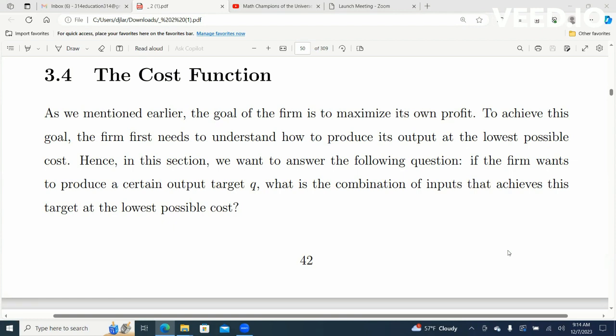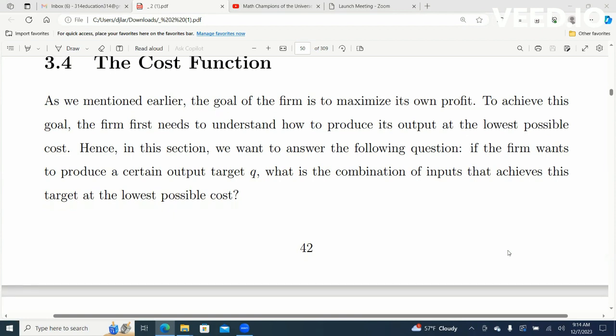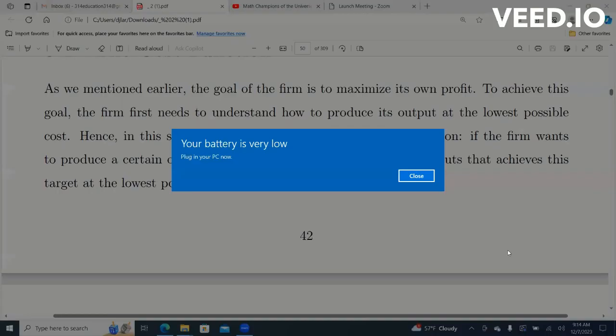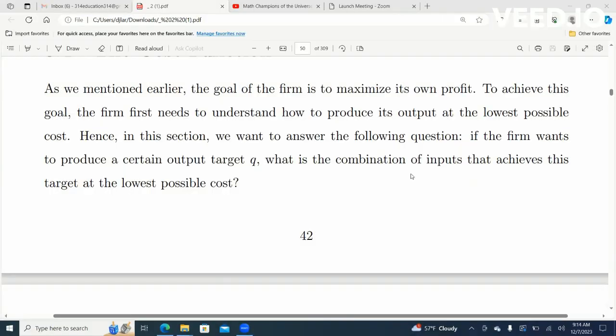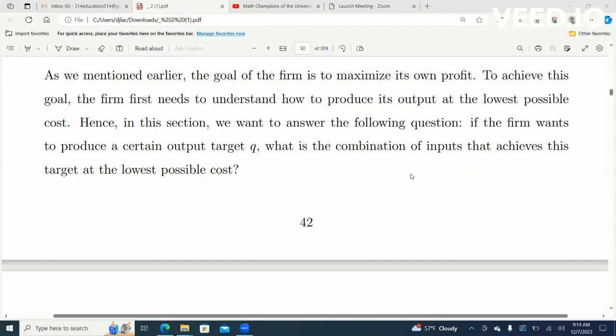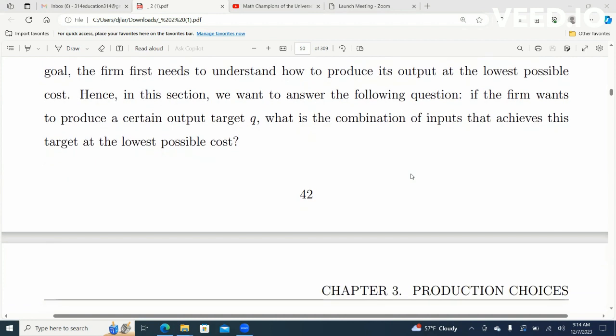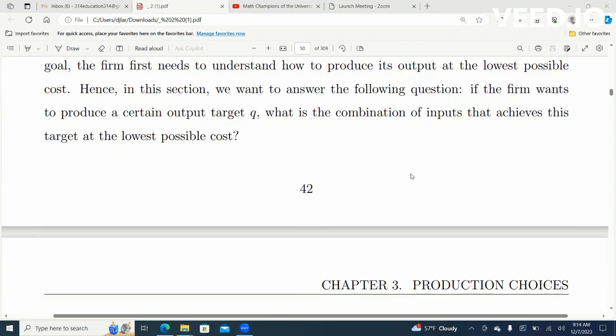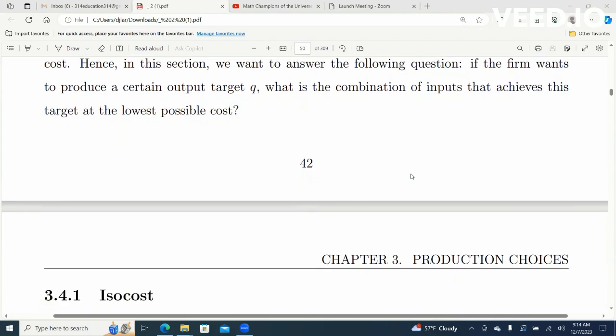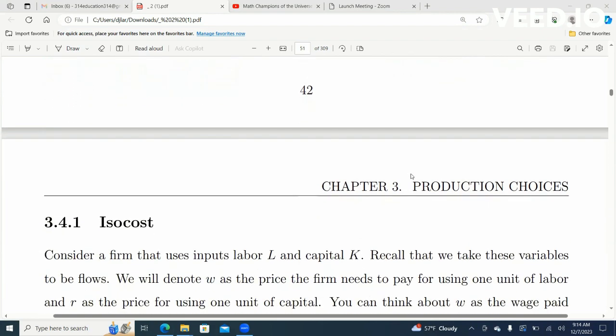To achieve this goal, the firm first needs to understand how to produce its output at the lowest possible cost. Hence, in this section, we want to answer the following question. If the firm wants to produce a certain output target Q, what is the combination of inputs that achieve this target at the lowest possible cost?